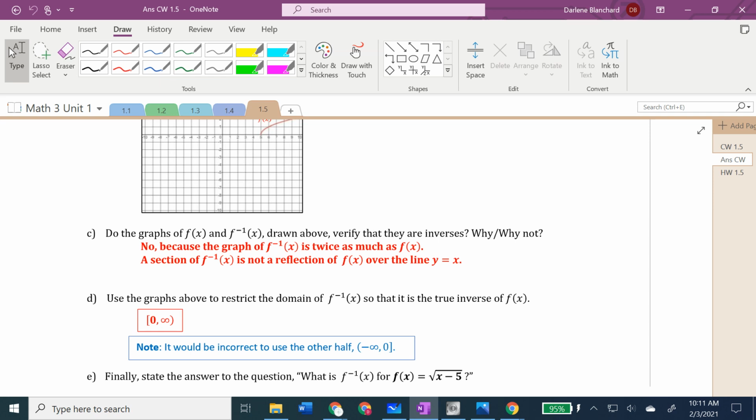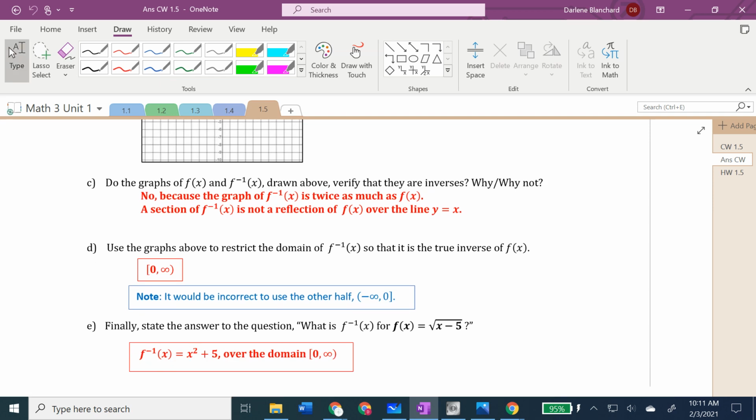And then the final answer for what is the inverse function for f of x. It's x squared plus 5 over a restricted domain of 0 to infinity.